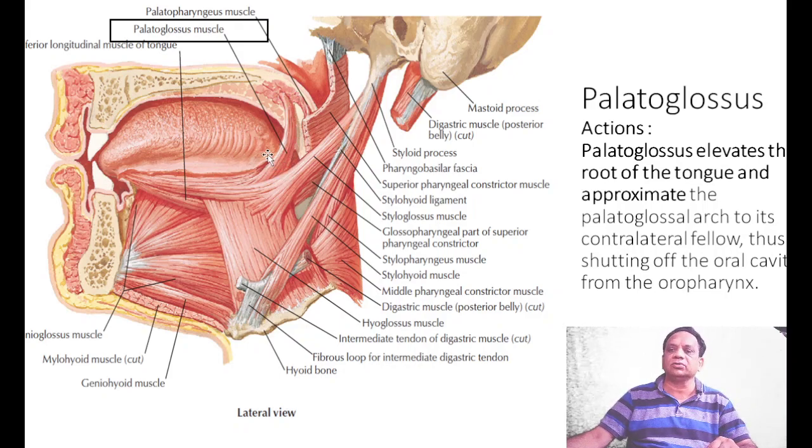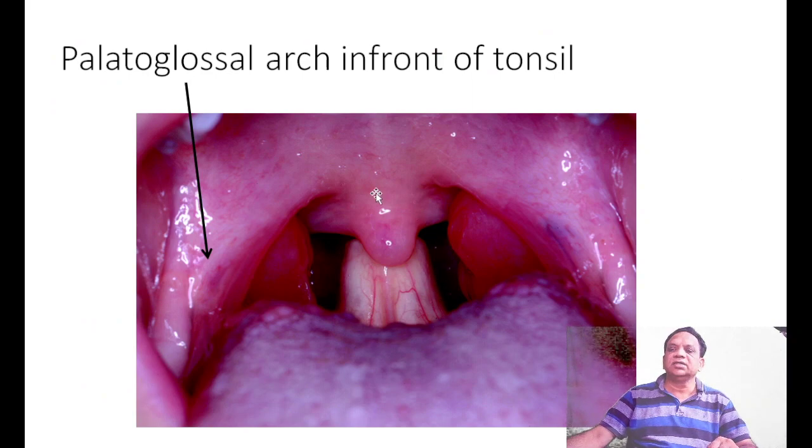If you open the mouth, you can see here, this is the mouth of a kid. You can see this is the tongue, and behind that, this white one is the epiglottis, and this is the uvula. Everybody knows the uvula. And you can see these pillars. These pillars are coming from the side of the uvula to the side of the tongue. This is called the palatoglossal arch. This is the mucous membrane.